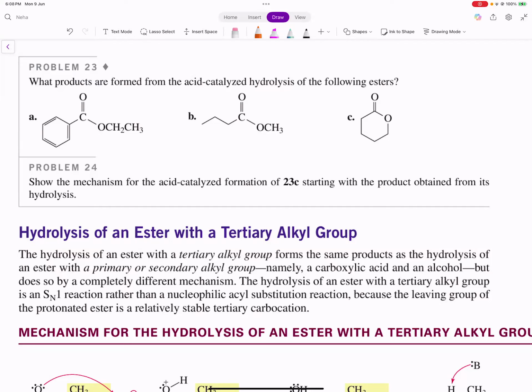This is quite simple. Attack. This proton has been lost. Very good. Protonated, opened, and H+ is lost. Five carbons. Excellent.